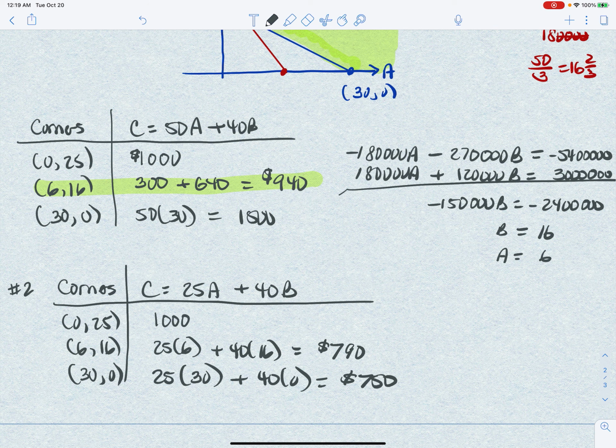So there is an example of a minimization problem, and just kind of looking at if we change a couple different things, how does that change our solution?